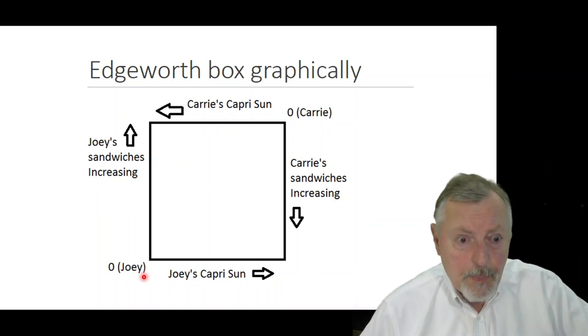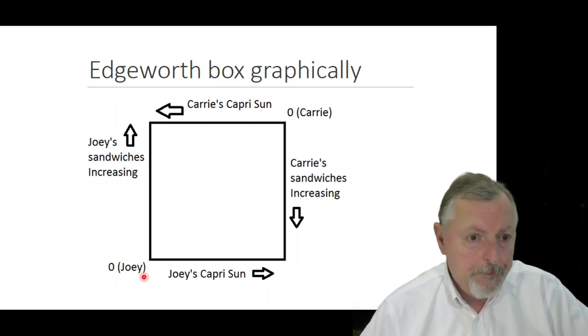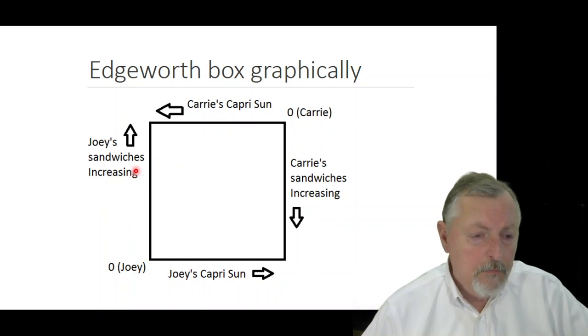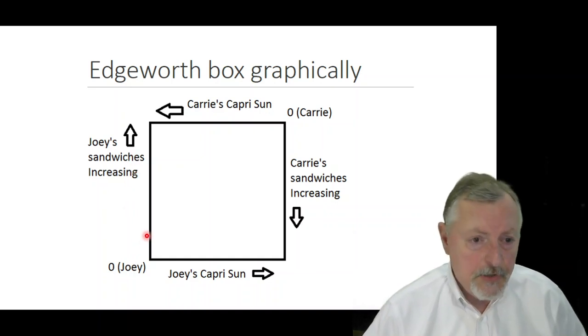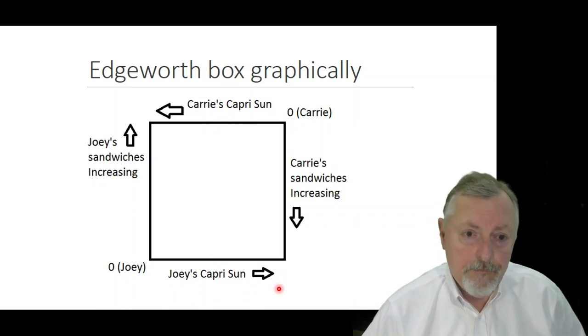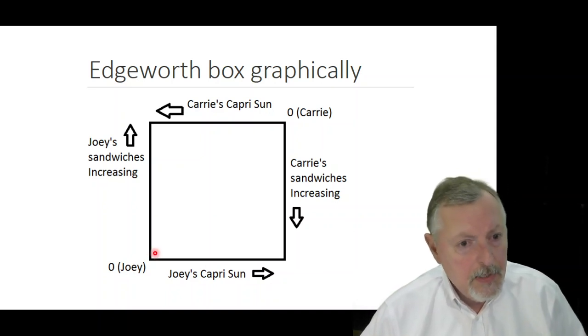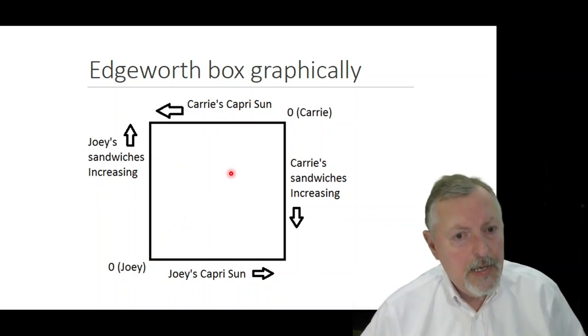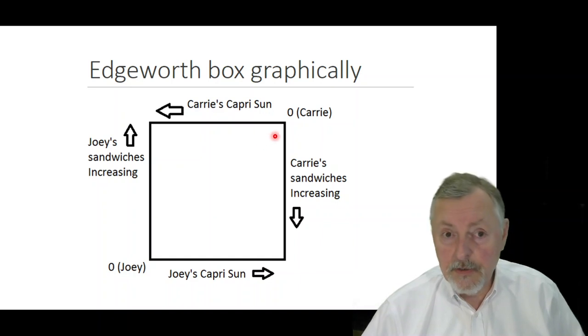Here, for Joey, this looks like the normal graph you've seen before. More of this product, sandwiches, moves up. More Capri Sun moves right. So Joey is happier as he moves to the northeast.